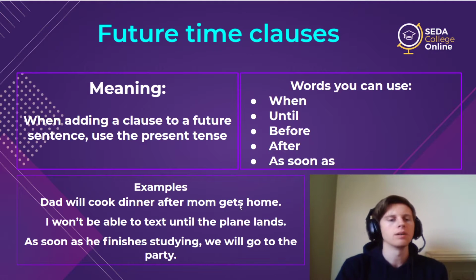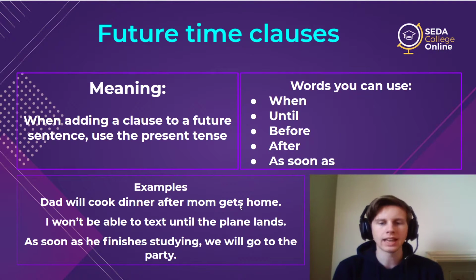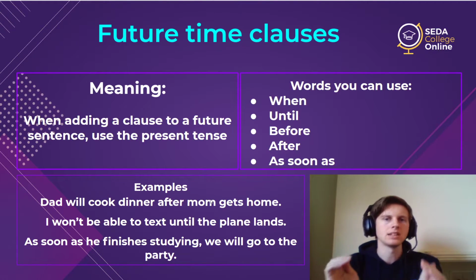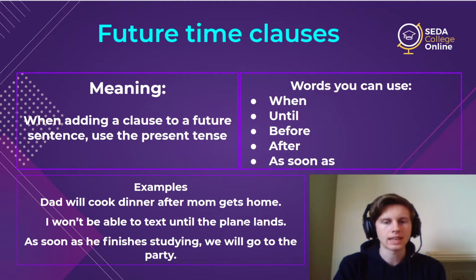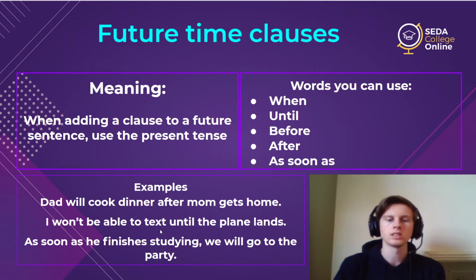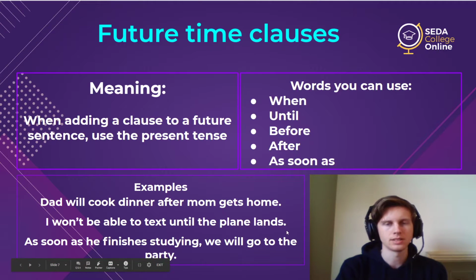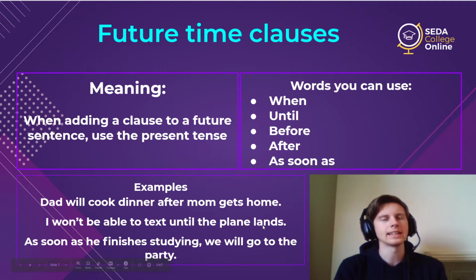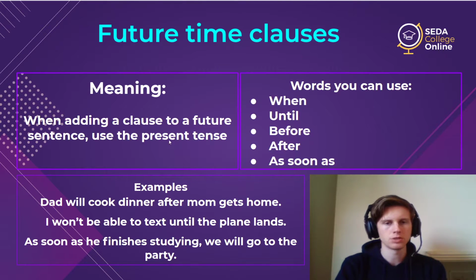We don't say Dad will cook dinner after Mom will get home. No, we never do that. The verb tense inside the dependent clause, so after Mom gets home, that is a dependent clause. Inside will always be the present simple, so gets. Another example, I won't be able to text until the plane lands. So here we have our complete future sentence. I won't be able to text, and then until when? Until what? Until the plane lands, present simple. So here, until the plane lands, that's our dependent clause, so we must use the present tense.